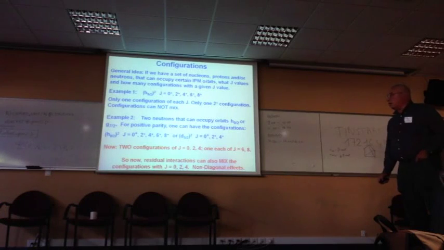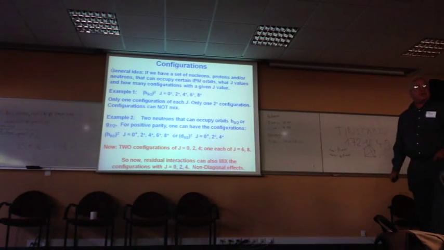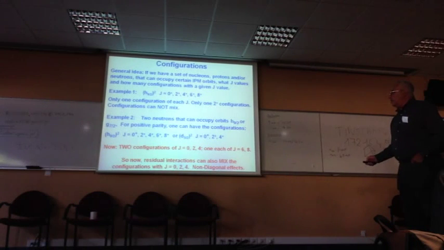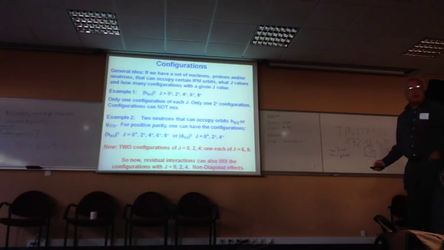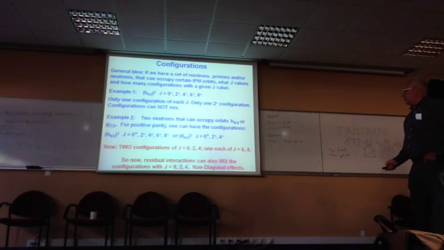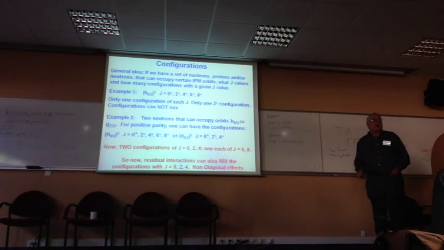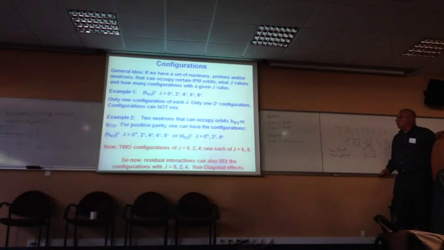Okay? Now, you'll notice there are 2 ways of making a 0 plus state, 2 ways of making a 2 plus state, 2 ways of making a 4 plus state, and 1 each for 6 and 8. So if we have a residual interaction, it can mix the configurations of the 0, 2, and 4. So that's a non-diagonal effect of residual interactions in addition to any energy shifts. And that becomes important once you allow particles to occupy multiple orbits.